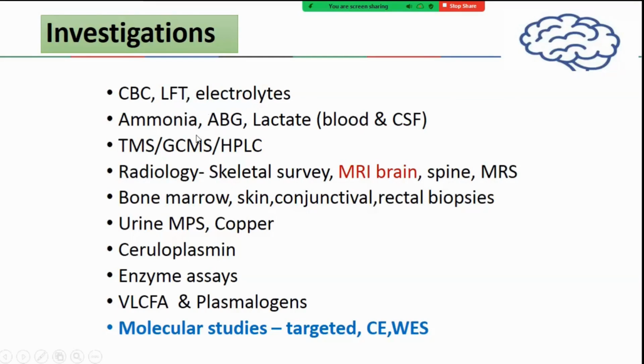starting from blood counts, even ammonia, ABG, lactate, because some of these patients who actually have small molecule disease can present later also. And the investigations for small molecule disease: GCMS, HPLC, X-rays, MRI brain, bone marrow, other biopsies, urine MPS test, copper, ceruloplasmin, enzyme assays, and phytanic acid and VLCFA for peroxisomal disorders. But now, many times, after the initial investigation, our diagnosis is established by doing molecular studies, which could be targeted or which could be based on the exome sequence.